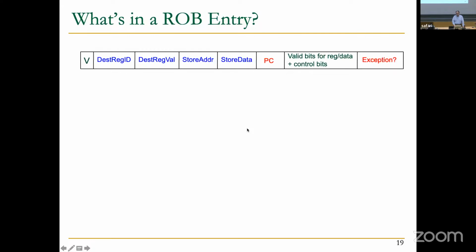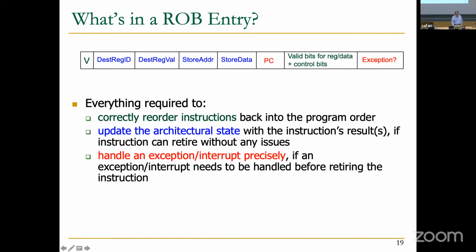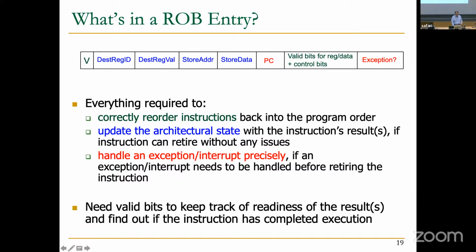We have lots of information in a ROB entry, as I said: valid bit, register ID, destination, store address, store data, PC, and so on. All this information is required to correctly reorder instructions back into program order. We update the architectural state with the instruction's results if the instruction can retire without any issues. It's important to handle exceptions and interrupts precisely. If an exception or interrupt needs to be handled, it must be handled before retiring the instruction. So we need valid bits to keep track of the readiness of the results and find out if the instruction has completed execution.